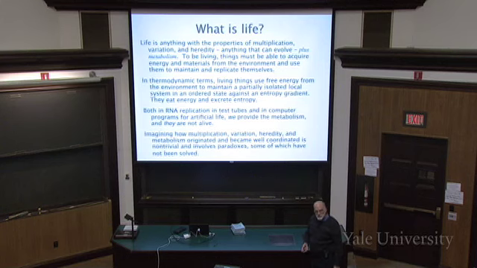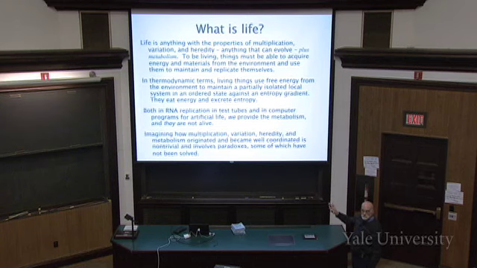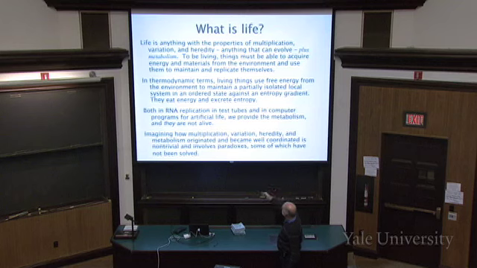The first major transition was the transition from an abiotic world to a living world, the origin of life. And to do that, we had to get multiplication, variation, heredity, and metabolism. And the answer is increasingly that it is likely that metabolism came first, and that heredity and multiplication came second. Variation was probably there from the start.